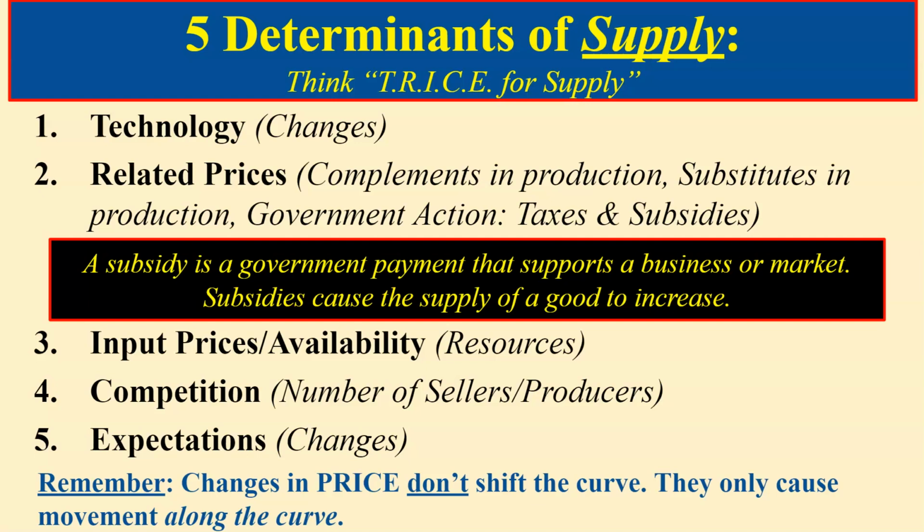Same thing true of competition. If there are more sellers, you have more supply being created, supply shifts outward or rightward. If you have less competition, supply shifts inward. And the same thing is true of expectations. If there are changes in expectations that positively impact the supply of the market, you're going to see the curve shifting rightward or outward. If you see dismal expectations or lower expectations or negative expectations, that's going to shift the supply curve inward or leftward.